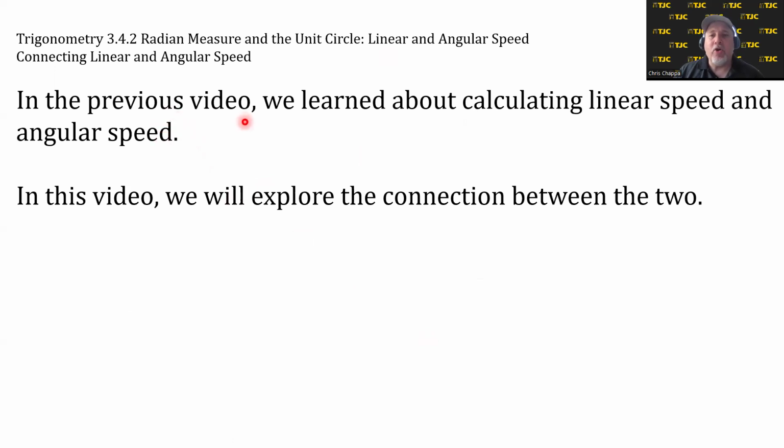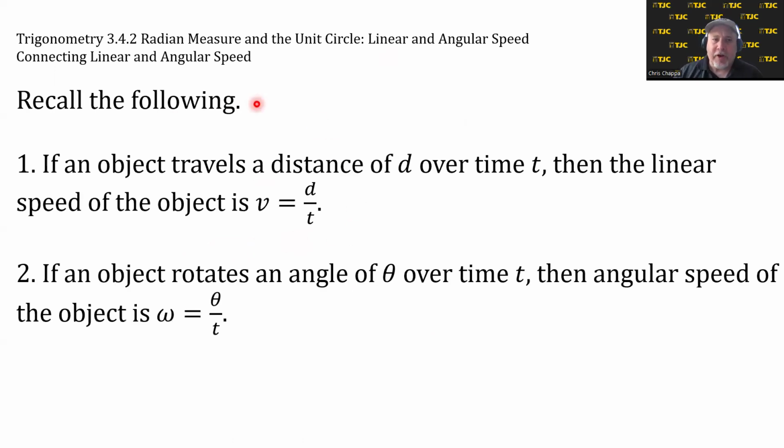In the previous video, we learned about calculating linear speed and angular speed. In this video, we will explore the connection between the two. Recall the following. If an object travels a distance of d over time t, then the linear speed of the object is v equals d divided by t. And if an object rotates an angle of theta over time t, then the angular speed of the object is omega equals theta over t.